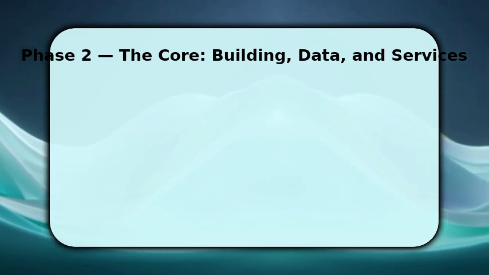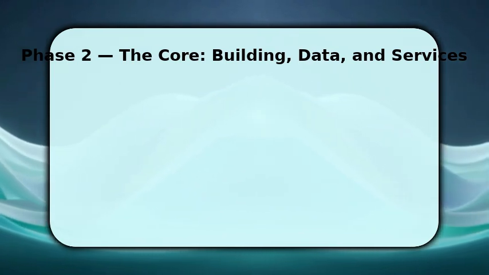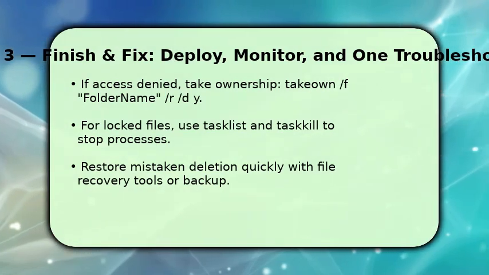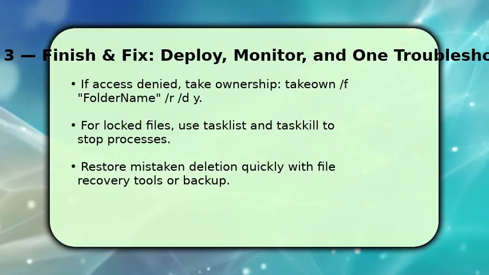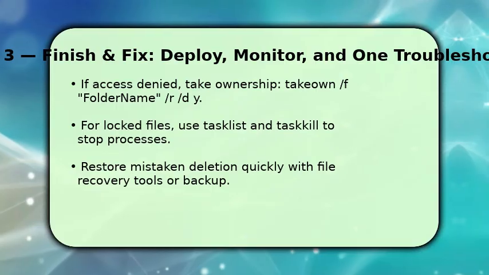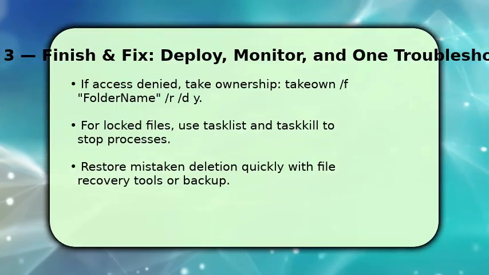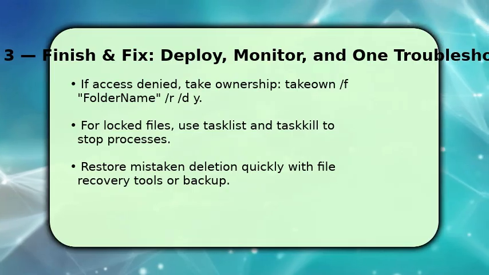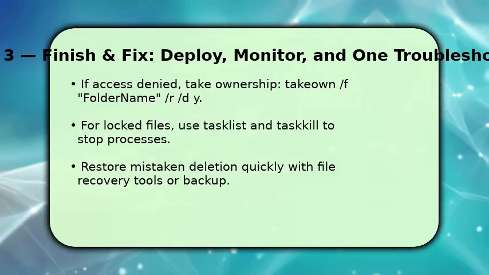Finish by addressing common failures. If you see access denied, take ownership with takeown /f "folder name" /r /d y and then grant permissions with icacls. For locked files, identify the process using tasklist and stop it with taskkill /pid PID /f, then repeat rmdir. Always verify with dir and confirm no residual data.